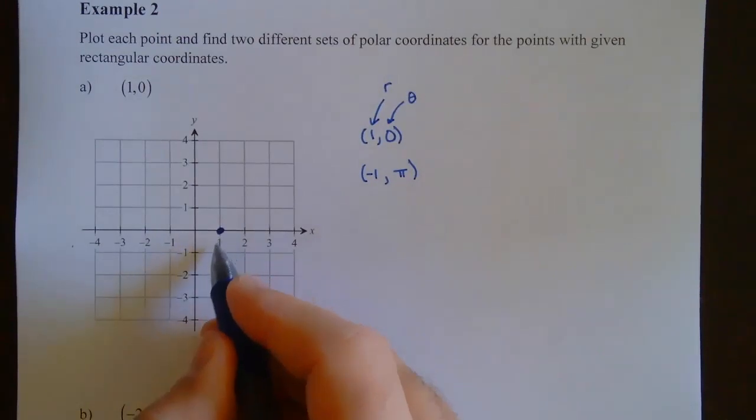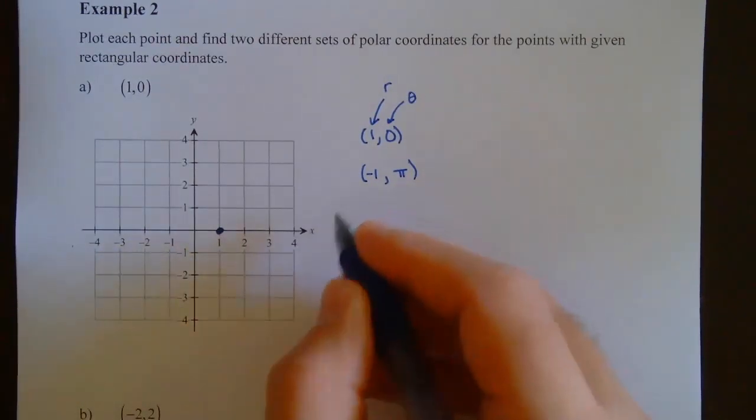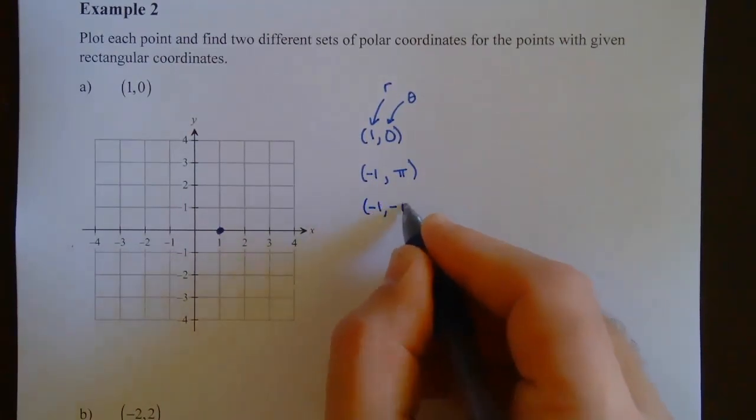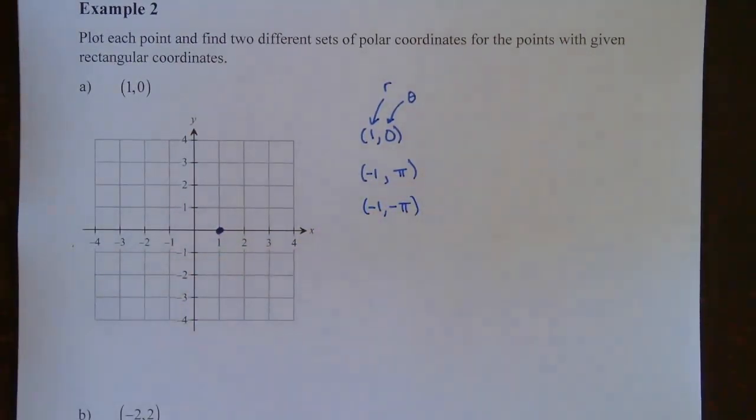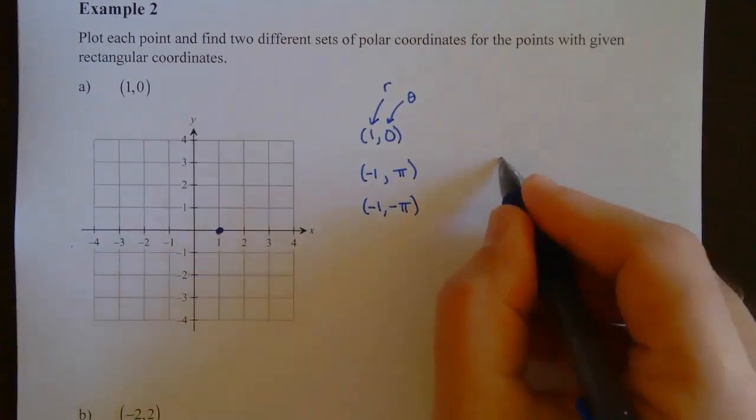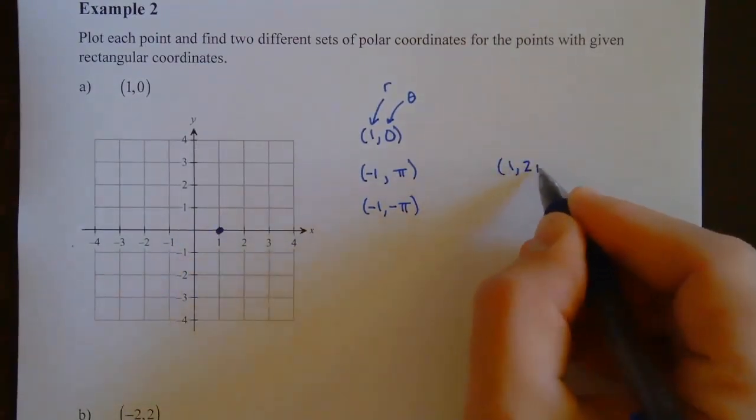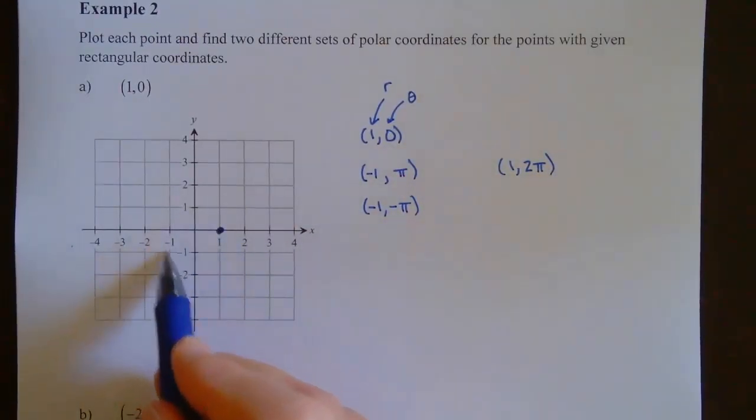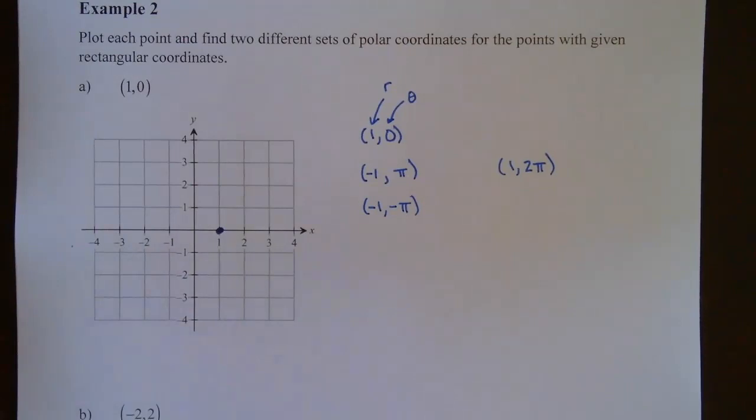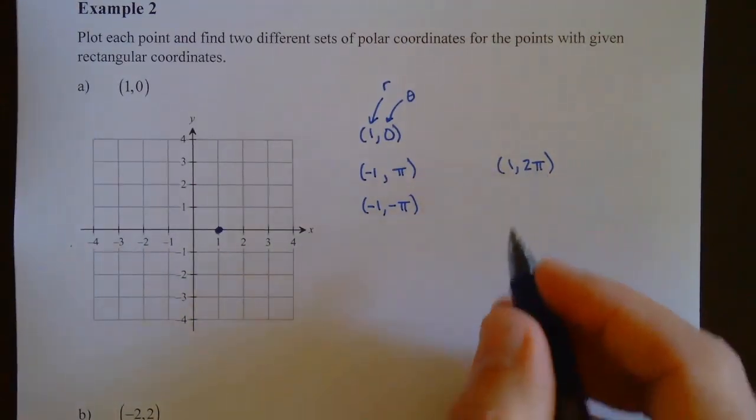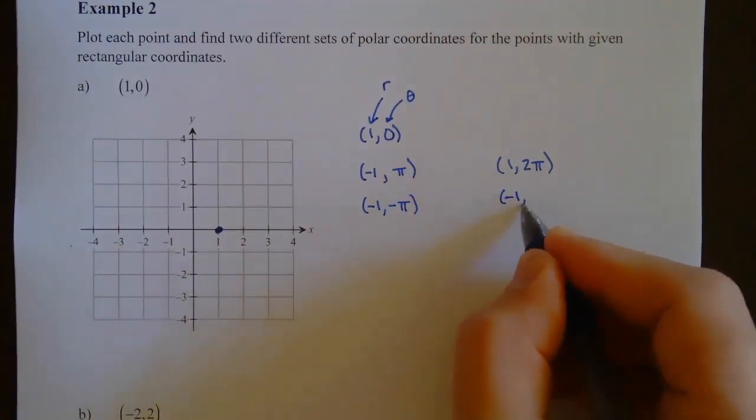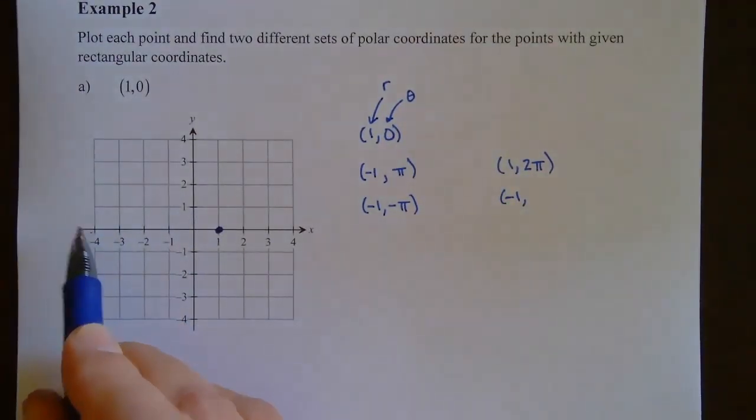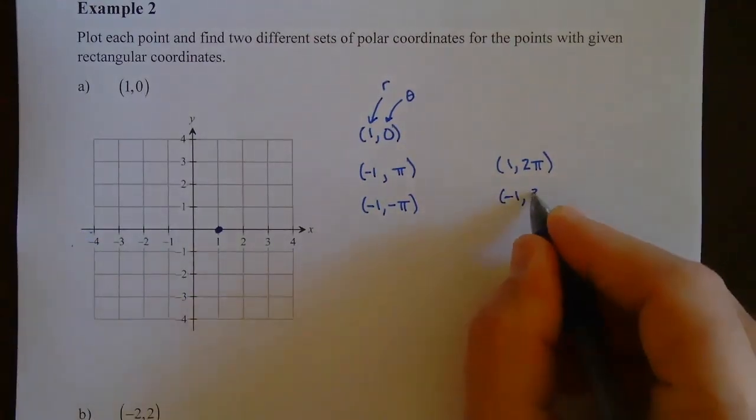We could also go with negative pi, but we would still need a radius of negative 1. So we could do negative 1, comma, negative pi. I'm going to do more than two here. We could also go 1, comma, 2 pi. We could start here, go all the way around once, and then go out a radius of 1. Or we could do negative 1, so we have a negative radius and an angle that's over here. So it could be pi, negative pi, or even 3 pi.